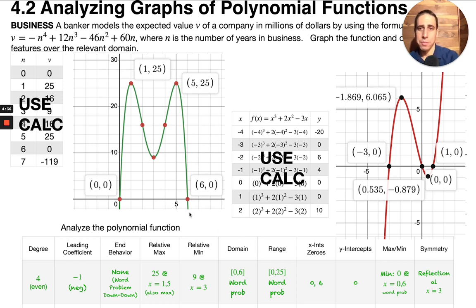What are the x-intercepts? It intercepts the x-axis here at 0 and here at 6. And those also happen to be the zeros of the function. You plug in 0, you plug in 6 to this function, and you get out 0. What are the y-intercepts? Here, the y-intercept, it's not plural. There's only ever one y-intercept because it's a function.